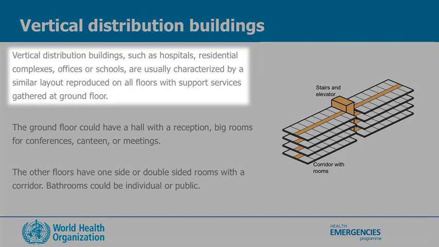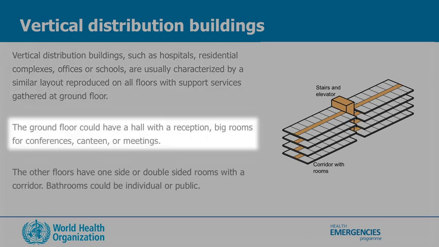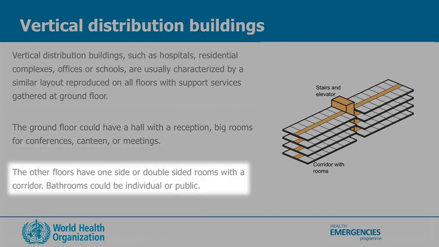Vertical distribution buildings such as hospitals, residential complexes, offices or schools are usually characterized by a similar layout reproduced on all floors, with support services gathered at the ground floor. The ground floor could have a hall with a reception, a big room for conferences, a canteen or a meeting room. The other floors have one-sided or double-sided rooms with a central corridor. Bathrooms could be individual or public.